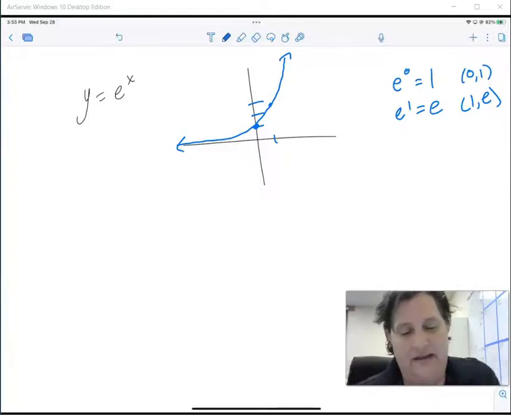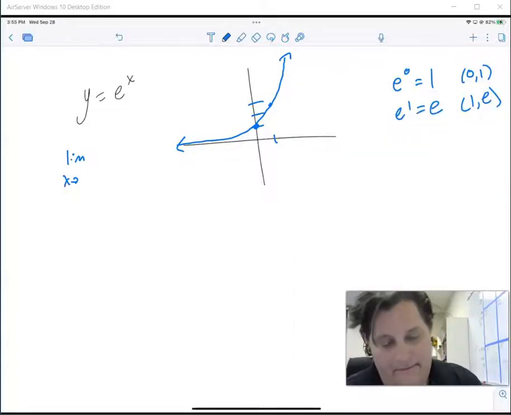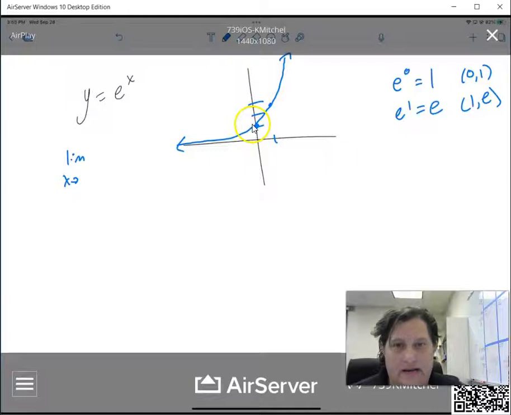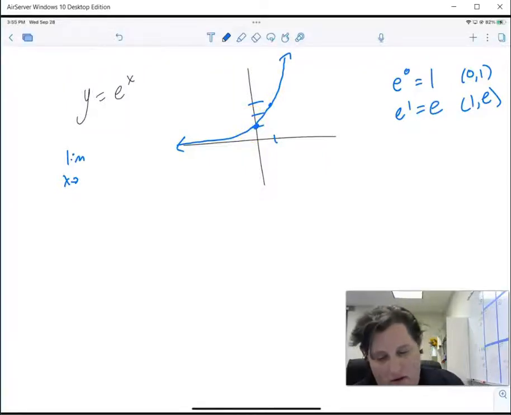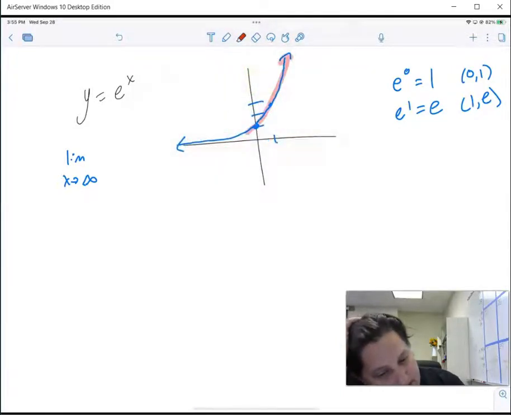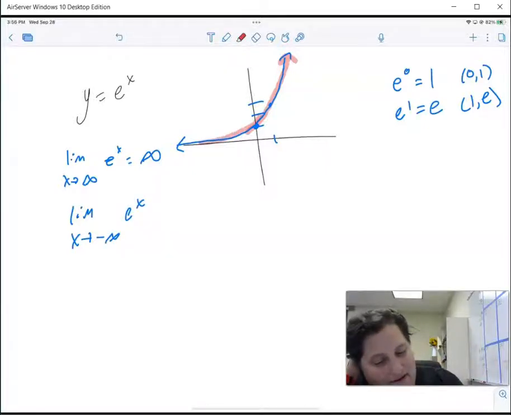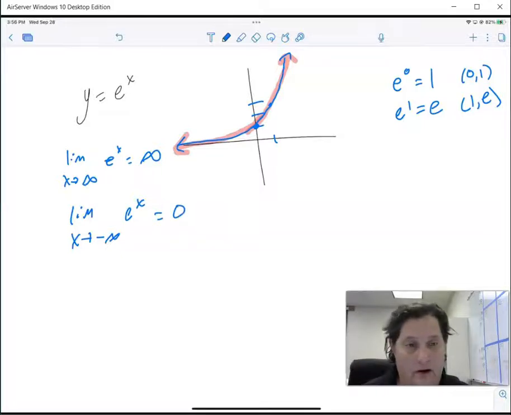Now, just taking e to the x. Okay, that was weird. Just taking e to the x, okay? What's the limit as x goes to infinity? Where's that shooting off to? I should put e to the x. Well, it's going to infinity. But what's happening on the other side of the graph? As it goes to negative infinity, what's happening? It's going to 0.